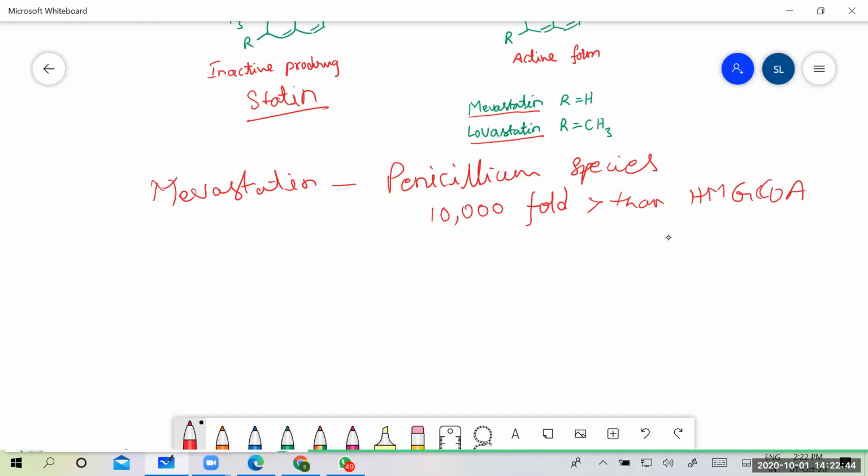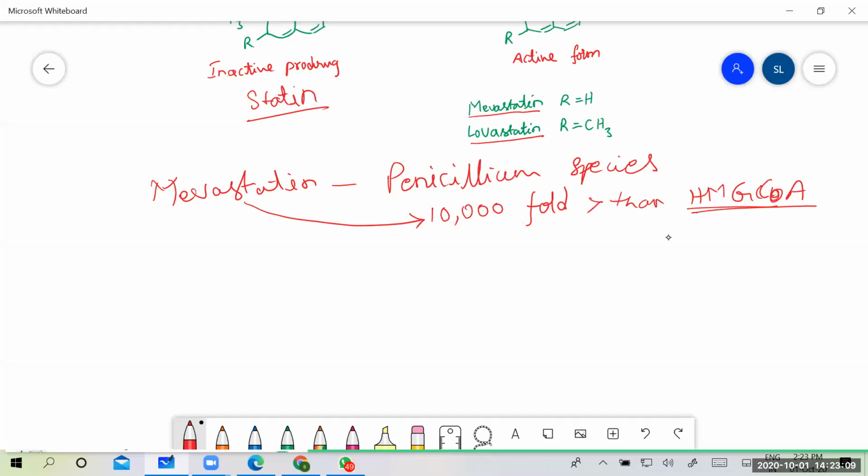Okay, so if you assume that this is the substrate actually, so this myostatin is 10,000 fold having more affinity than HMG CoA. So at the site, statins will go and bind, and they will not allow HMG CoA, the substrate, to bind to the HMG CoA reductase.